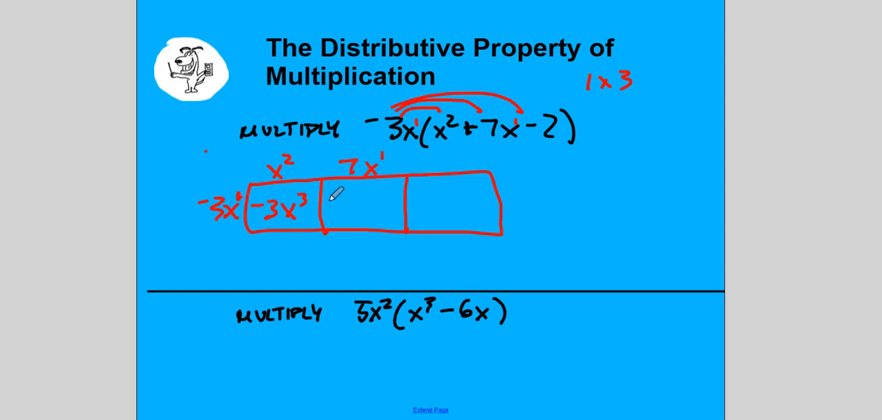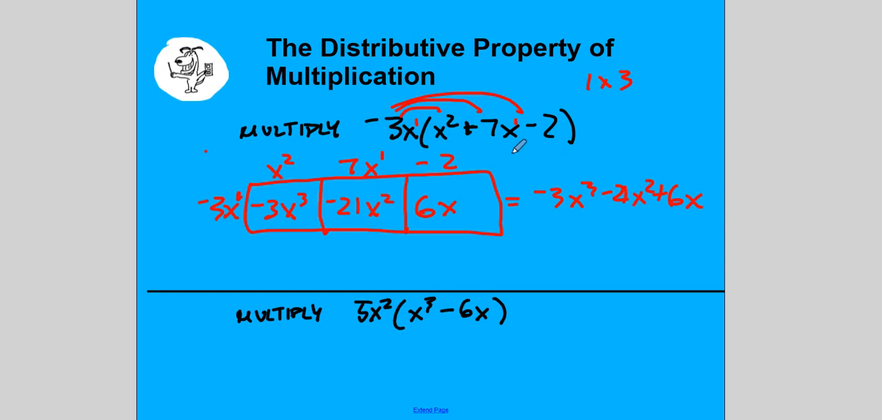Negative 3 times 7 is negative 21. X times x is x squared, or x to the first times x to the first makes x to the second. Then I have minus 2, so negative 3 times negative 2, that's a positive 6. And then I have that x that I can't forget about. So my answer is negative 3x cubed minus 21x squared plus 6x.